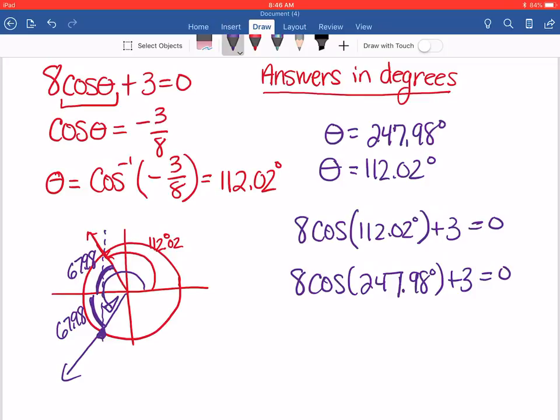If I take cosine of 112.02, multiply it by 8, and then add 3, this one works. It doesn't come out to exactly 0 because we rounded to 2 decimal places, but it comes out close enough that you can clearly see that it's 0. And then I'm going to do the same thing for my other angle. I'm going to take cosine of 247.98, multiply that by 8, and add 3, and this one works as well. So we know we've got the right answer.